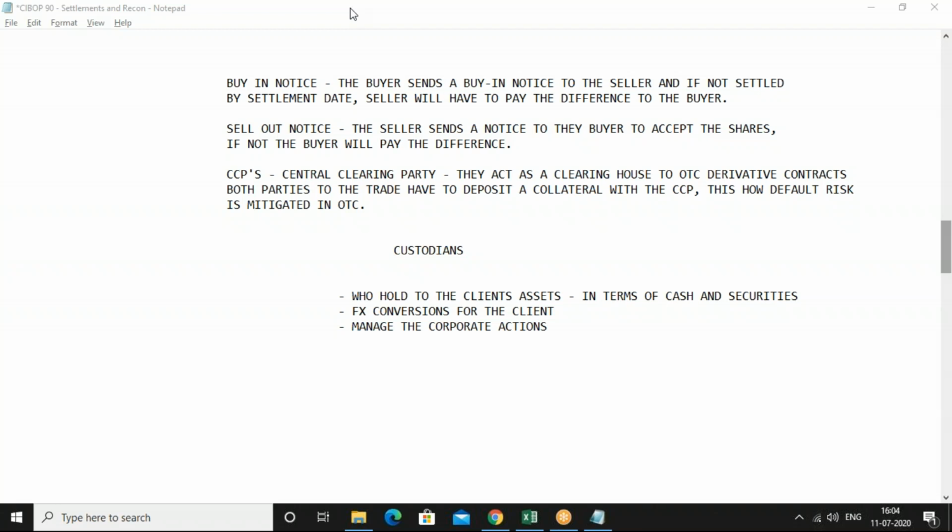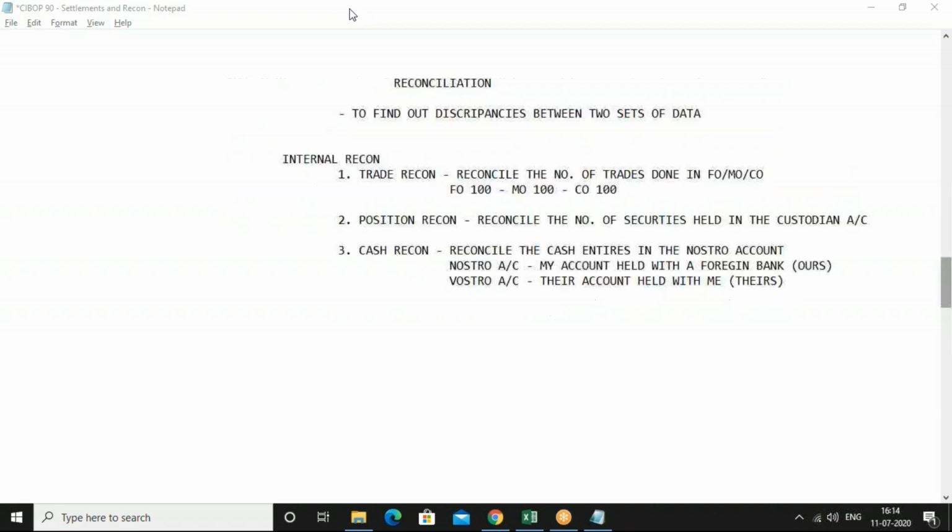Now, in position reconciliation, you're going to reconcile the number of securities that are there. You're only reconciling securities, nothing else. So if I have 50,000 shares of Apple in my custody account, I'm going to reconcile that against my ledger. That's your position reconciliation. And finally, we have what we call cash reconciliation. So we're going to reconcile all the cash entries.